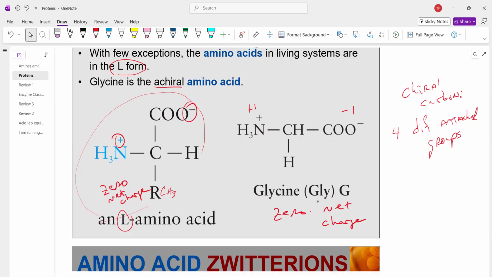Now, one amino acid is not L form or D form because it's not chiral. So we've got an H and an H, so there aren't four different attached groups. So in glycine, that carbon is not chiral, hence it is neither D nor L.